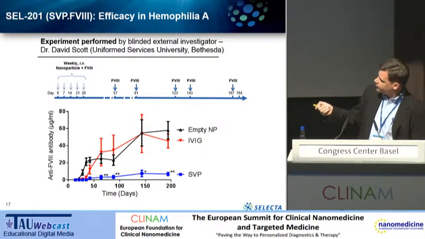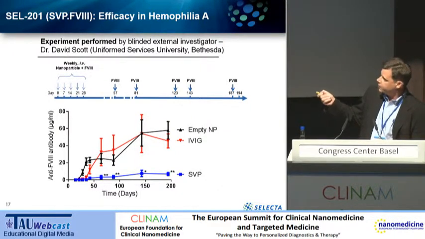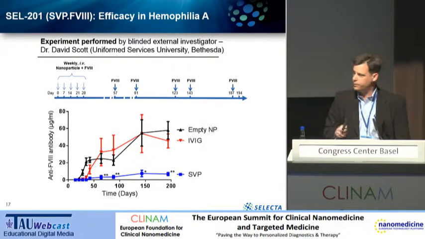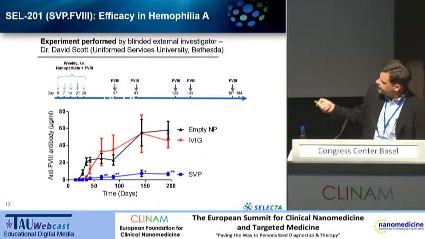So in the black line, we just give an empty nanoparticle, and you can see these are antibody levels in micrograms per mil. So these are really high antibody levels, 60 micrograms per mil. If you get a flu shot, you get about 1 microgram per mil of antibodies to your flu vaccines. You get these very high levels of antibody.